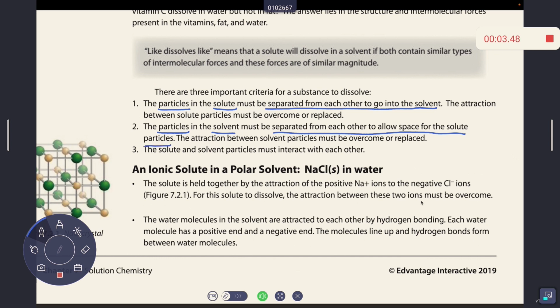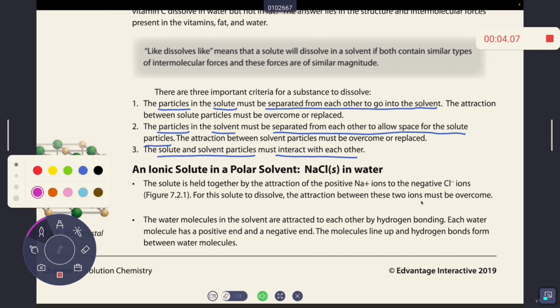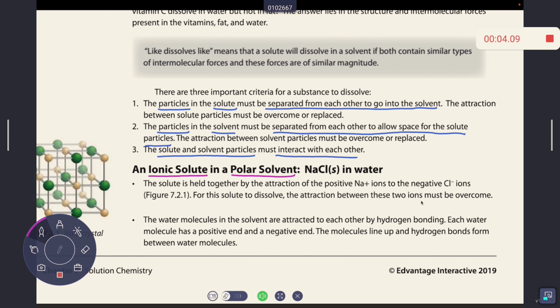So you're also breaking the intermolecular forces in the solvent, and then you're going to replace them. Okay? And then lastly, the solute and solvent particles have to interact with each other. This is why they have to have similar intermolecular forces. Okay, so let's first talk about ionic solutes in polar solvent. An example would be sodium chloride in water.